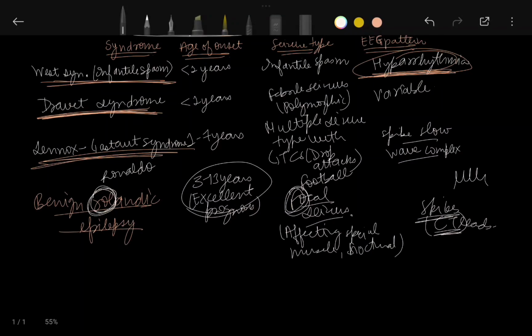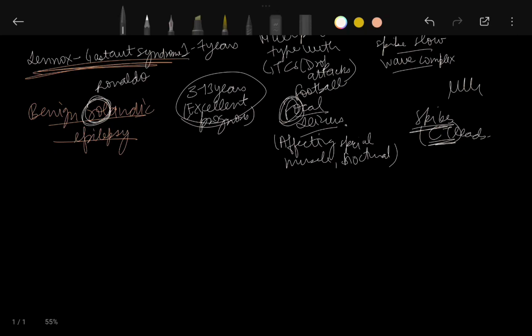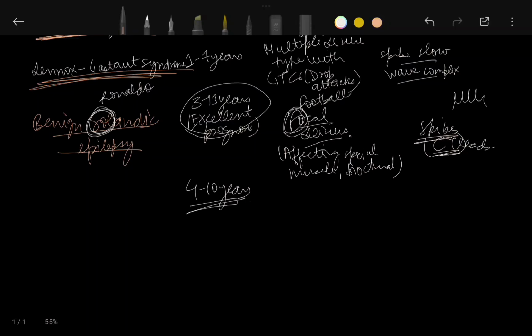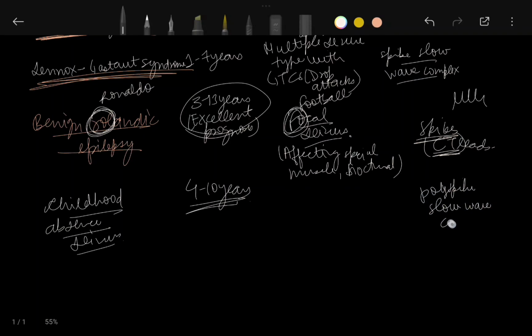Okay. Next, in the age group of 4 to 10 years, sorry, not 3 to 13, 4 to 10 years, what kind of seizures are seen? Childhood absence seizures. Okay, it is a polyspike slow wave complex, seen at less than 3 Hz. Obviously the type is absence seizures. Okay, this was pretty easy.